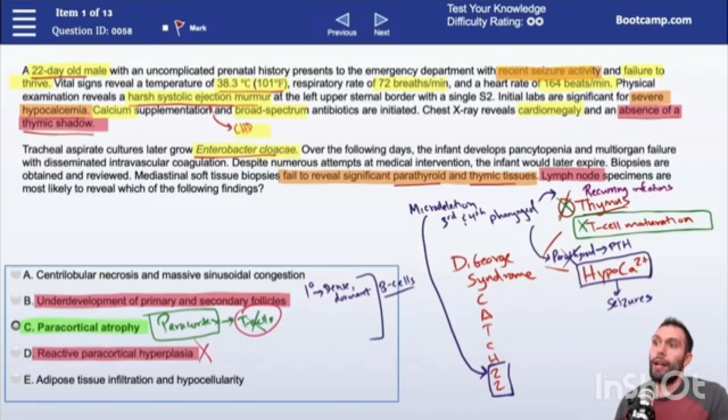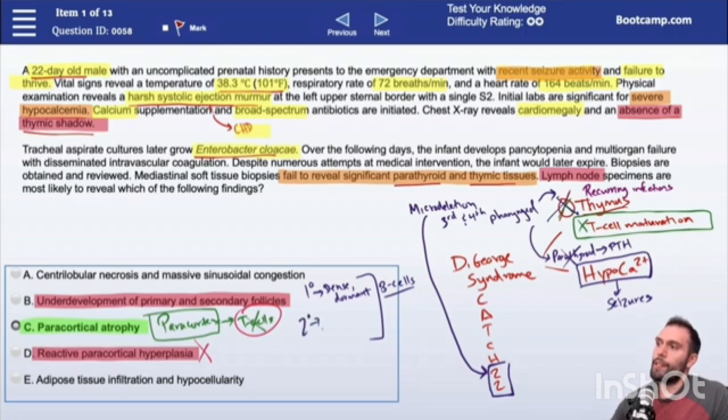So the B cells are not really affected by the fact that we don't have thymic tissue. They're going to be more affected if we had an issue with the bone marrow, right? Their maturation, at least, would be more affected if we had an issue in the bone marrow. So we shouldn't really expect to have any issues in the primary follicles or the secondary follicles.